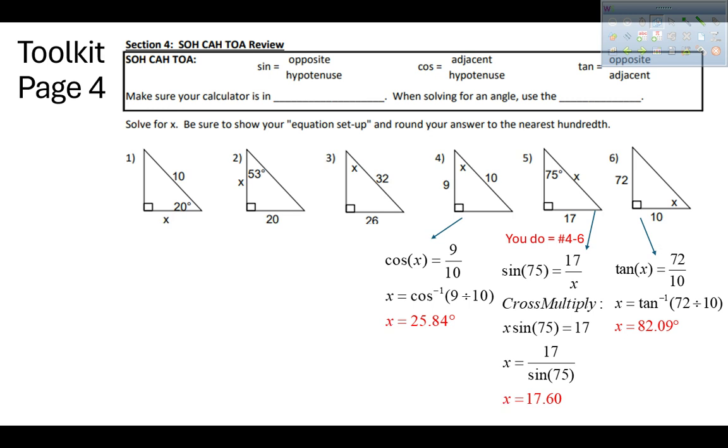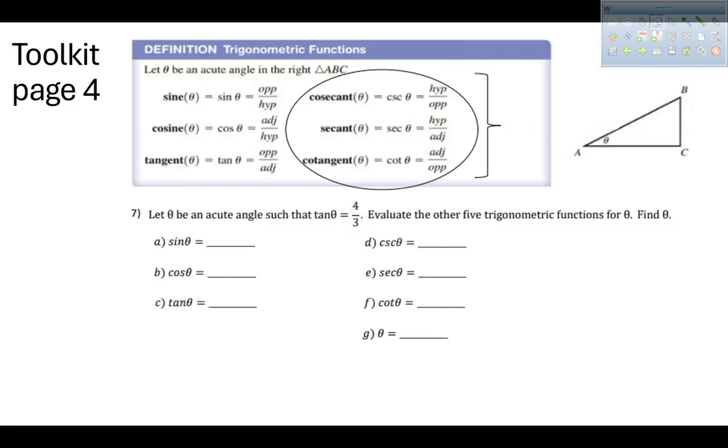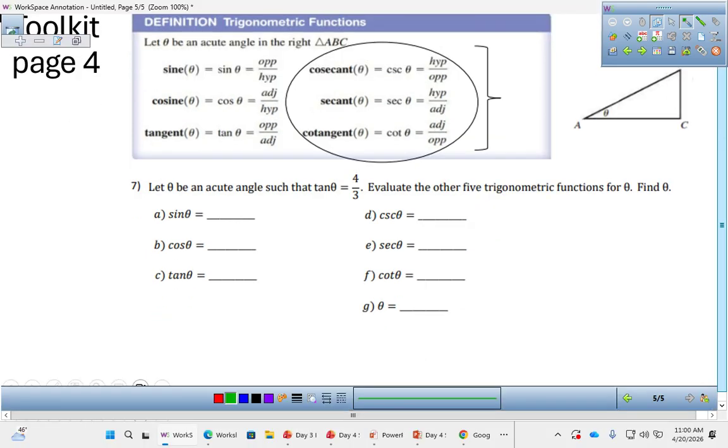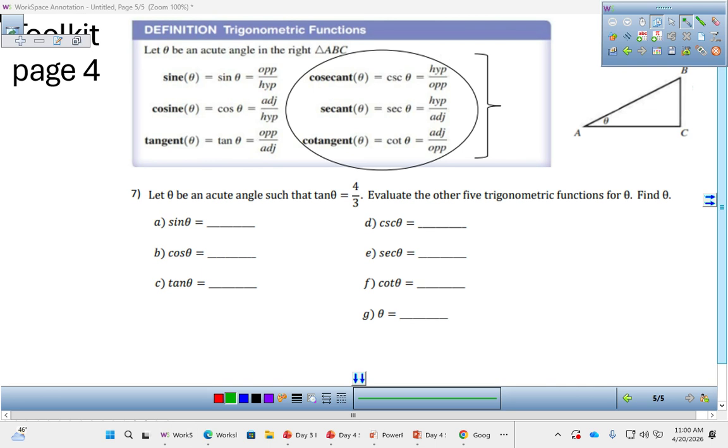So second half of class, we're going to do reciprocal trig, which is just 3 more trig functions. In your toolkit, this is on page 4. So if we know that sine is opposite over hypotenuse, cosine is adjacent over hypotenuse, tangent is opposite over adjacent, there are 3 other trig functions. They are called the cosecant, the secant, and the cotangent.